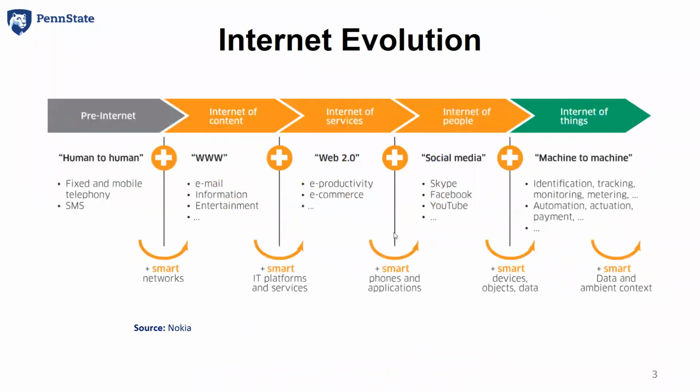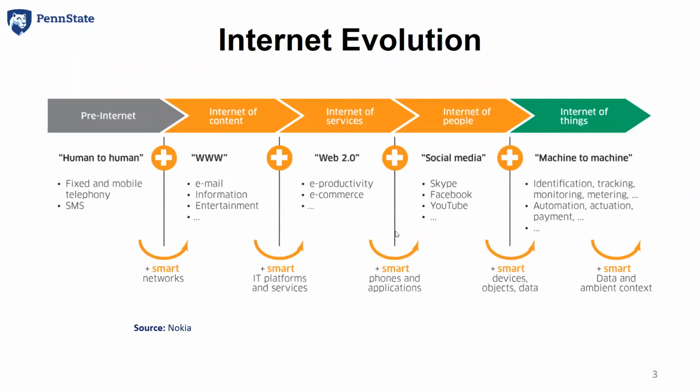Now let's have a look at the evolution of the Internet. In the pre-Internet phase, we have human-to-human communications. People are using the fixed and the mobile telephone and SMS to do the communication. Then when the Internet comes, we have smart networks. The smart networks give us the World Wide Web to share the content. So people can write emails, share information and entertainment. And then we have smart IT platforms and services.